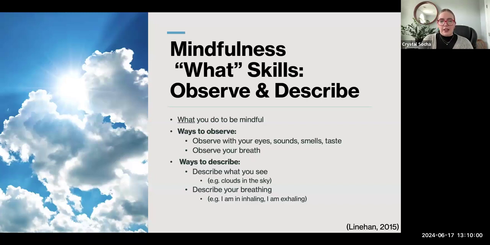There's so many other ways to engage in mindfulness. So you might observe and describe an abstract painting. You might listen to music. What are some other ways that you might engage in mindfulness using your five senses? What are some things you like to do or teach when working with individuals?